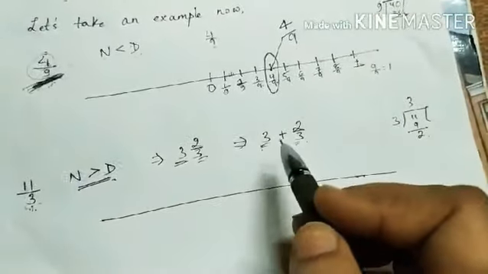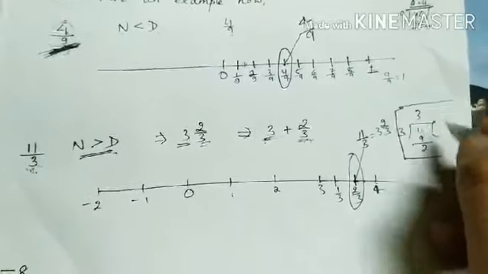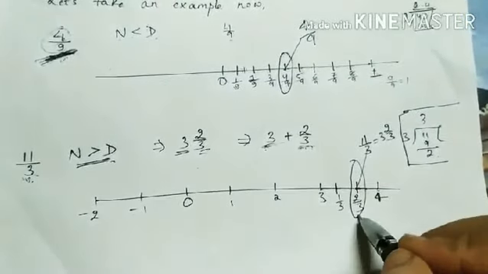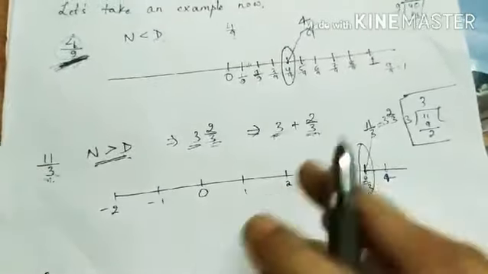3 plus 2 by 3. 3 and more than 3. So where does our number 11 by 3 lie on our number line? Here. This is what? 11 by 3 or 3 whole 2 by 3. Right? This is 3 whole 2 by 3. This is the number on the number line. I hope now you have understood.